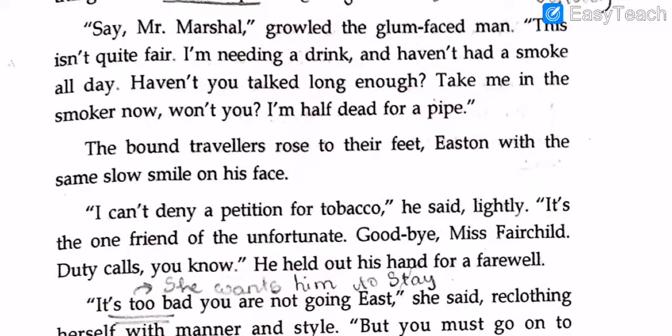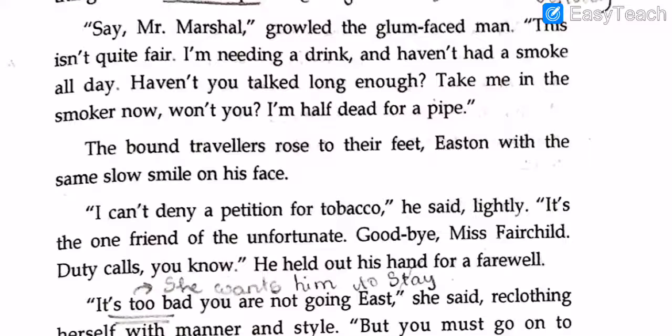Now, moving on to the next paragraph. Say, Mr. Marshall, growled the glum-faced man. This isn't quite fair. I'm needing a drink and haven't had a smoke all day. Haven't you talked long enough? Take me in the smoker now, won't you? I'm half dead for a pipe.